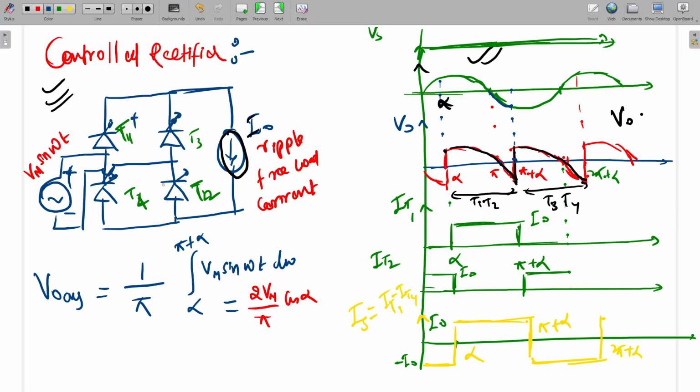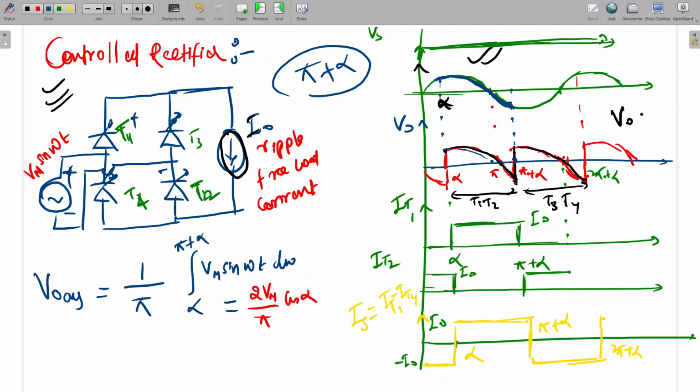Here this is plus and this is minus. When T3 T4 conduct, it will invert. But when T1 T2 conduct, the same waveform will come at the output. So from here to here T1 T2 are conducting, and this waveform will appear here. After pi plus alpha only we are firing T3 T4, so this current has only one path, T1 T2, which are already in conducting mode.